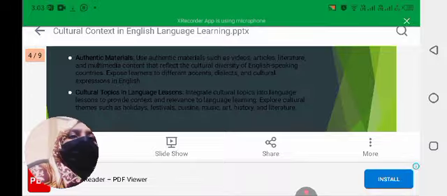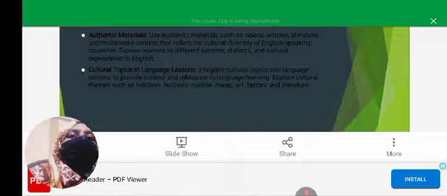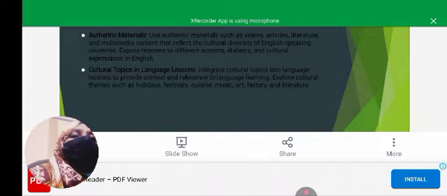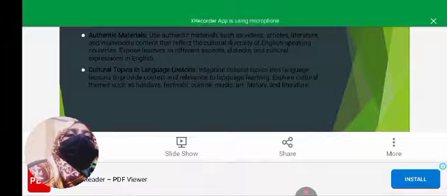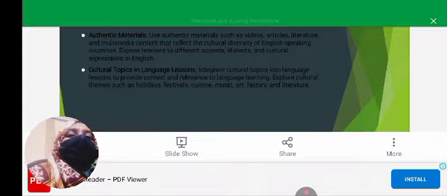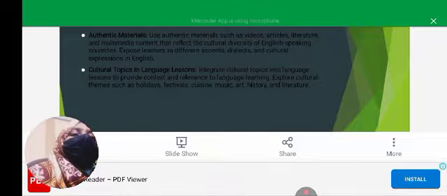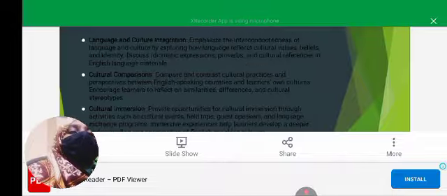Authentic materials: use authentic materials such as videos, articles, literature, and multimedia content that reflect the cultural diversity of English speaking countries. Expose learners to different accents, dialects, and cultural expressions in English. Cultural topics in language lessons. Integrate cultural topics into language lessons to provide context and relevance to language learning. Explore cultural themes such as holidays, festivals, science, music, art, history, and literature.